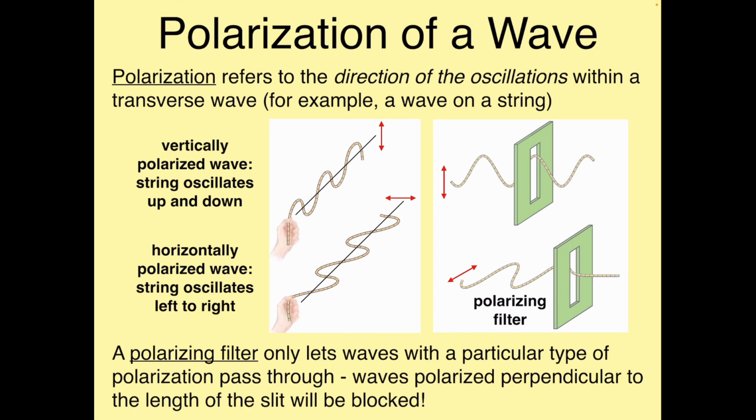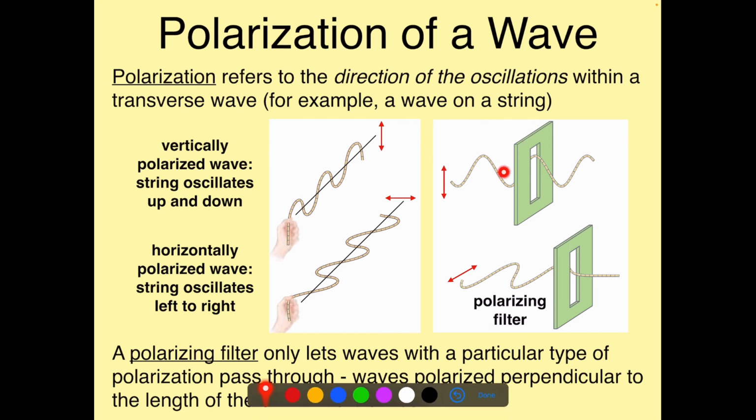Now, closely related to this is the idea of a polarizing filter. A polarizing filter only lets waves with a particular type of polarization pass through. Waves that are polarized perpendicular to that will be blocked. Let me give you an example. If we're taking a wave on a string as our example, we can create a polarizing filter just by creating a slit that the wave has to pass through.